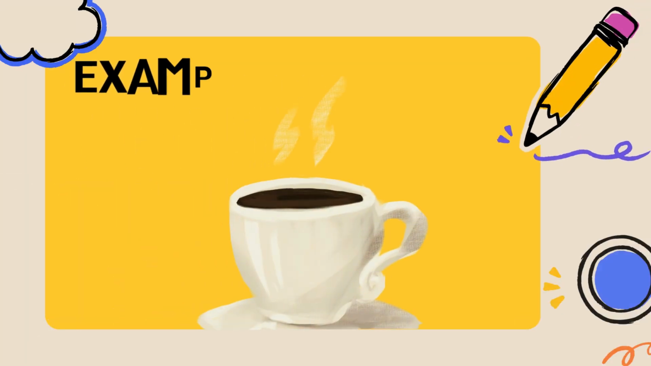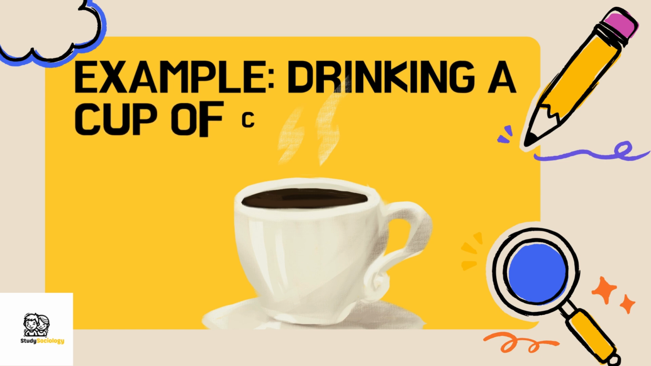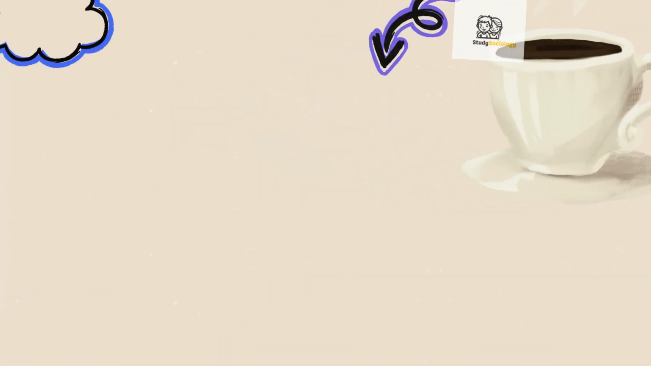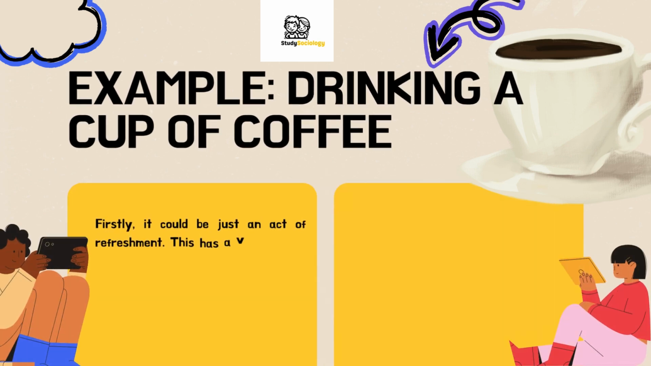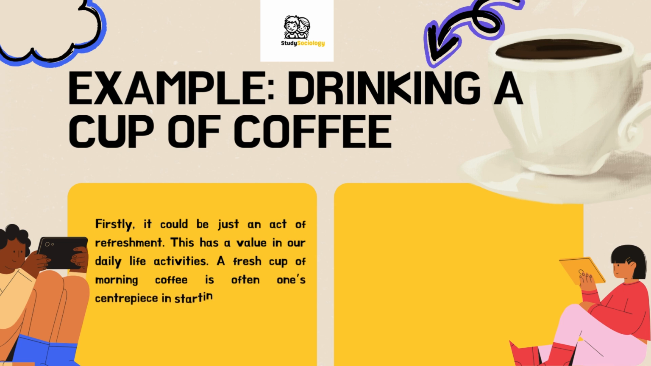Now, how can we put this in a day-to-day life activity? So, let's look into an example. The most famous example I could provide is drinking a cup of coffee. How can we look at drinking a cup of coffee from different perspectives? Firstly, it could be just an act of refreshment. This has a value in our daily life activities. A fresh cup of morning coffee is often one's centerpiece in starting the day.